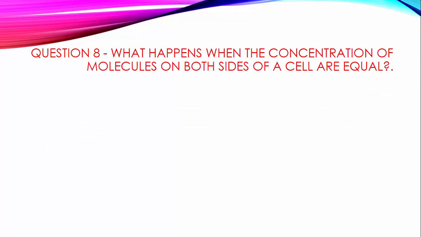All right, moving on, halfway through. Number 8: what happens when the concentration of molecules on both sides of a cell are equal? Well, the first thing we want to do is know what this is called. And this is called dynamic equilibrium. That's when the concentration on the inside is equivalent to the concentration on the outside. That could be of a cell, it could be in a solution, could be in a box, whatever. The important thing, though, is what happens when it has reached dynamic equilibrium.